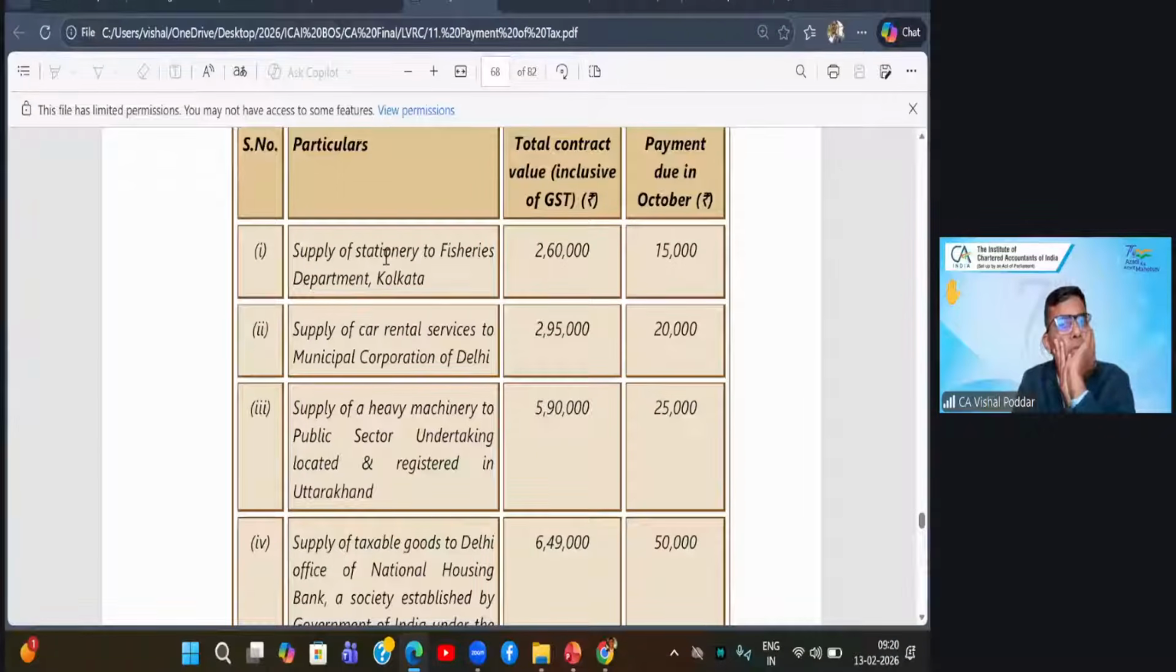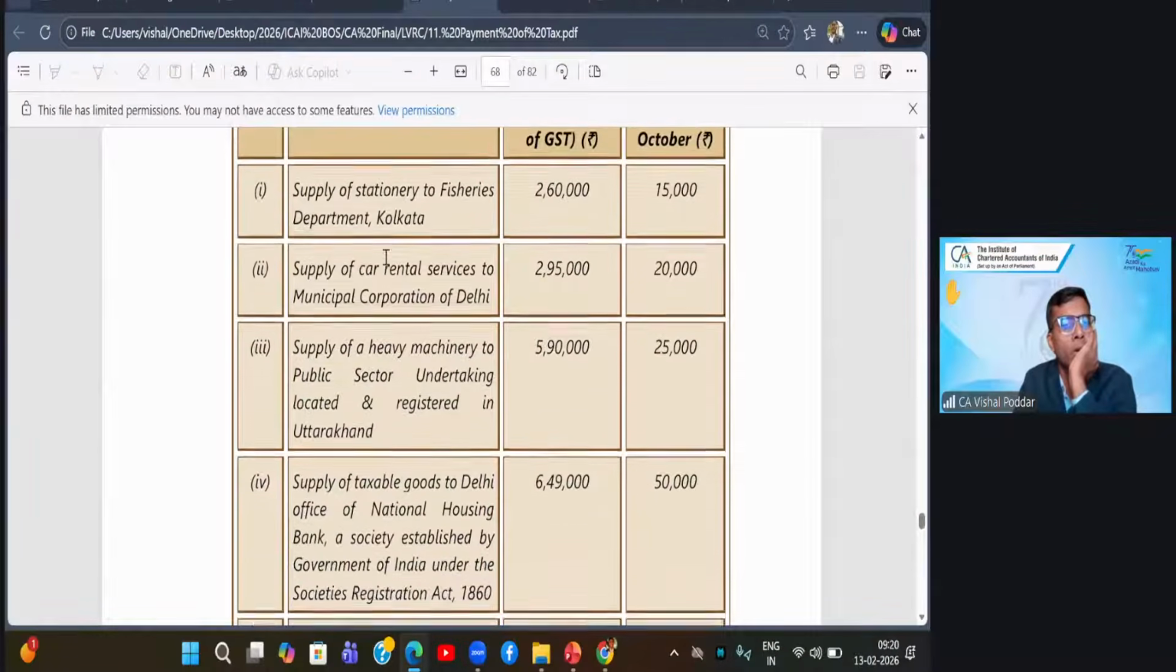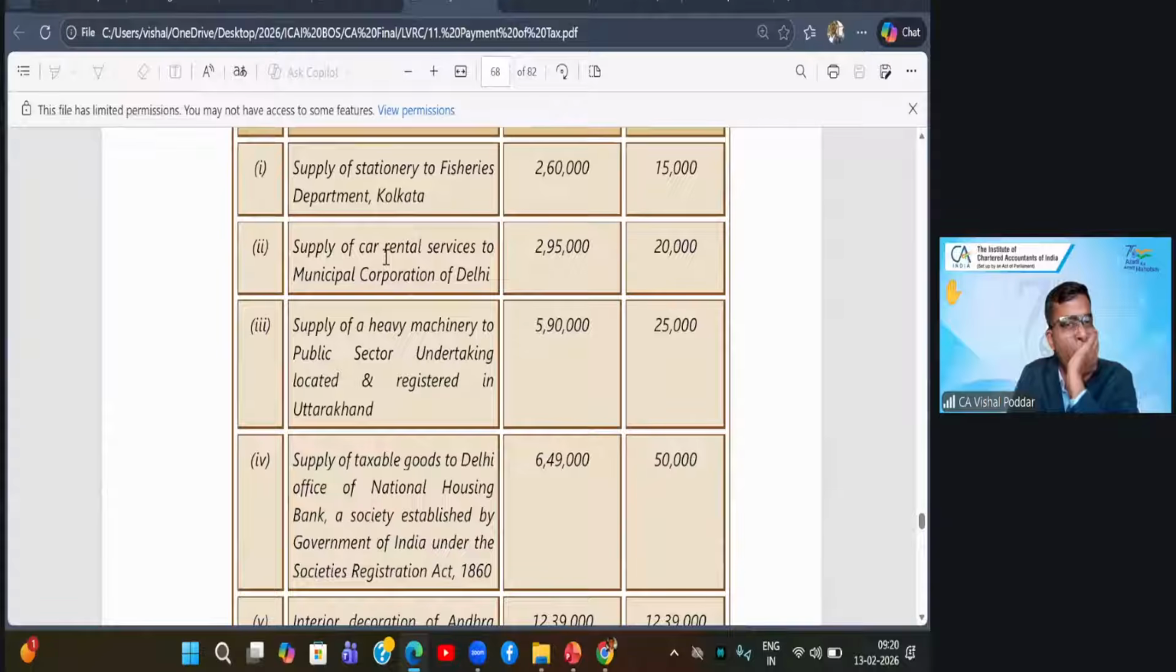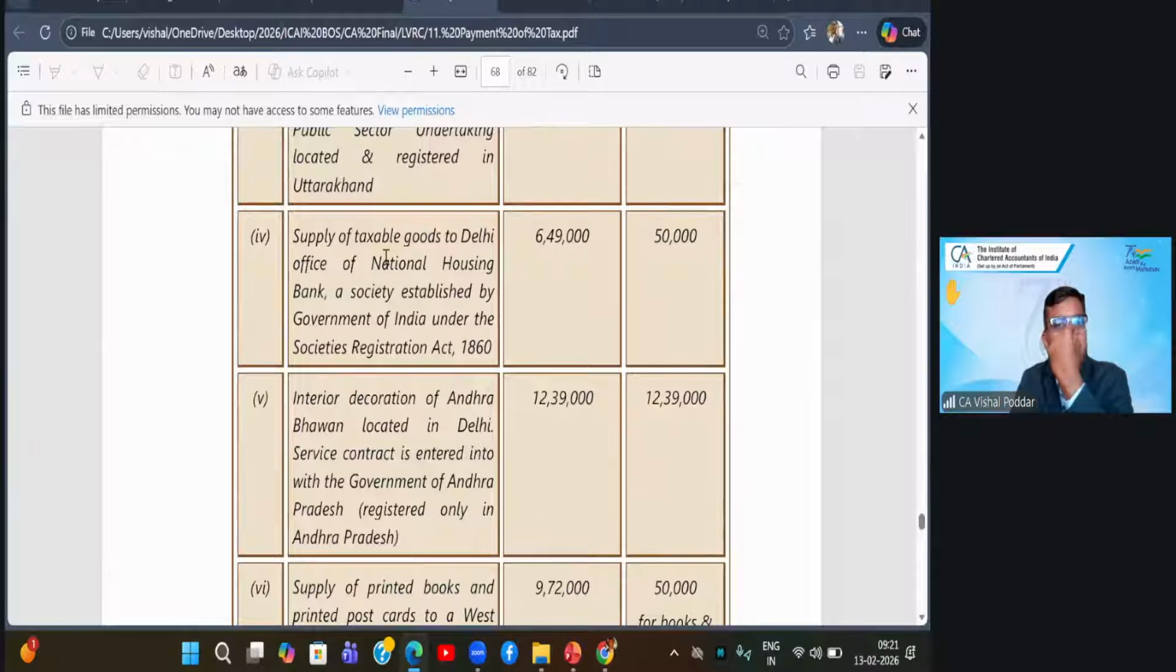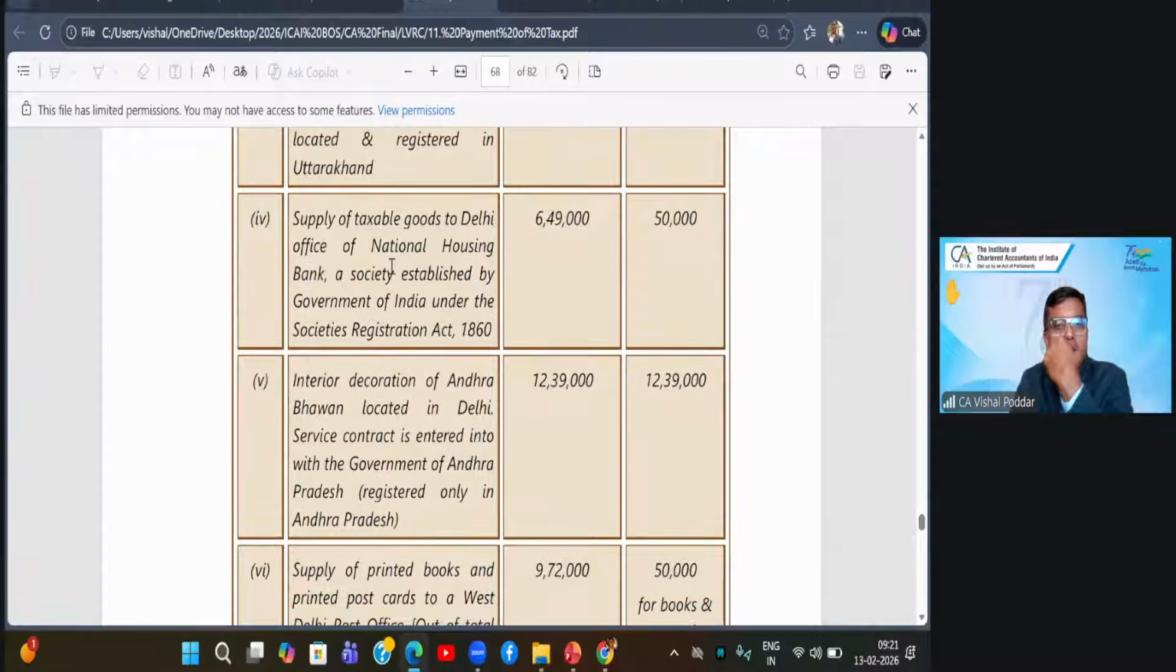Supply of stationery to Fisheries Department, Kolkata. Supply of car rental services to Municipal Corporation of Delhi. Supply of heavy machinery to a public sector undertaking located and registered in Uttarakhand. Supply of taxable goods to the Delhi office of National Housing Bank, a society established by Government of India under the Society Registration Act 1860.